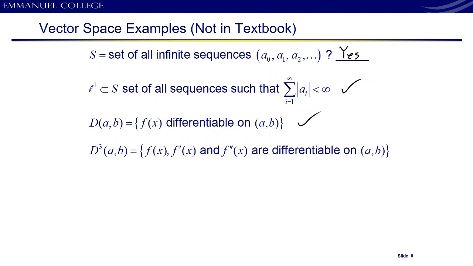This is a very specific one. So it's the set of functions whose first and second derivative, let me rephrase that. Basically, the first derivative, the second derivative, and the original function all have derivatives, which means basically, do you have a function that's 3 times differentiable? And again, that's also going to be a vector space.